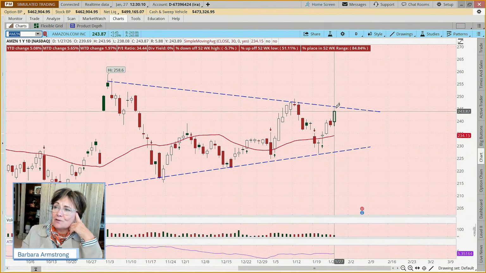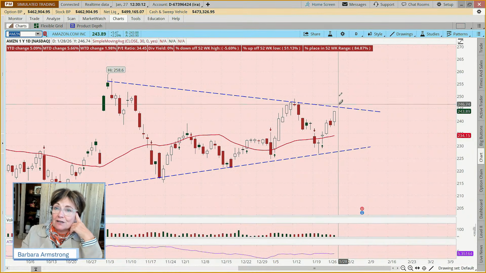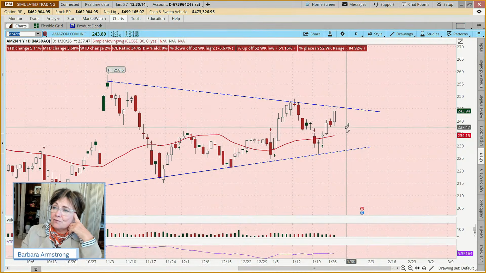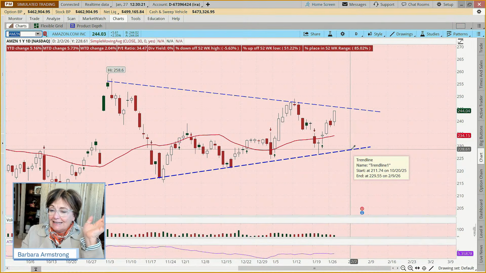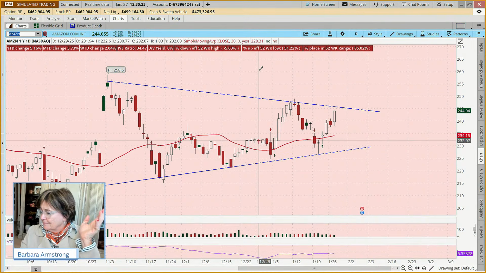Well, now we're almost at the ceiling, so we'll have to see, is it going to break out above? Is it going to roll over and come back down? Oh, we don't know yet. And it hasn't really declared itself, has it?